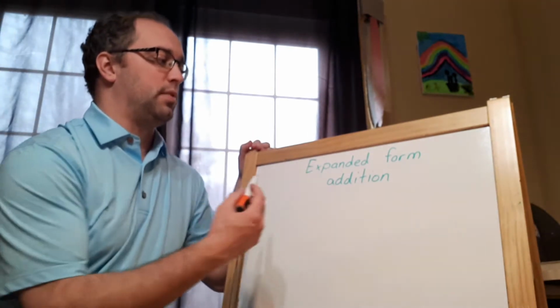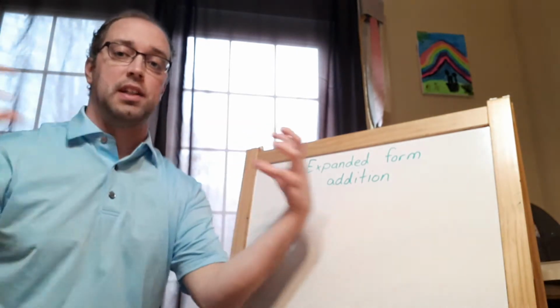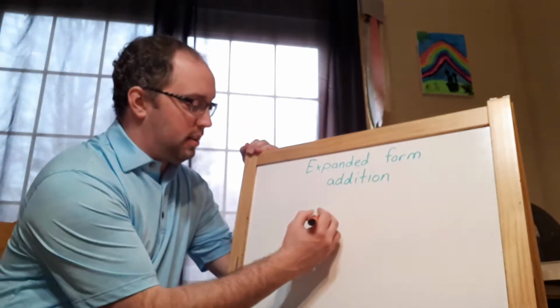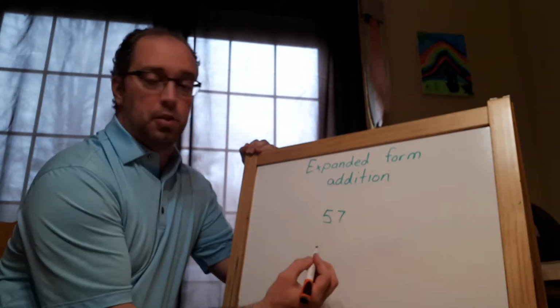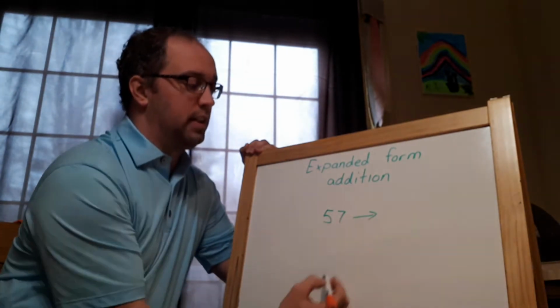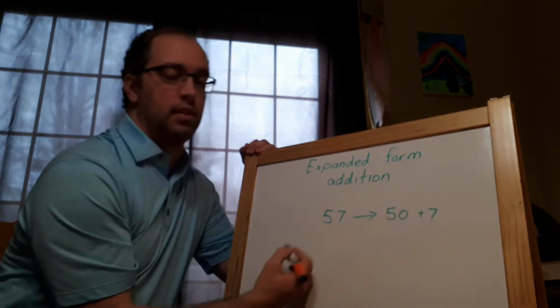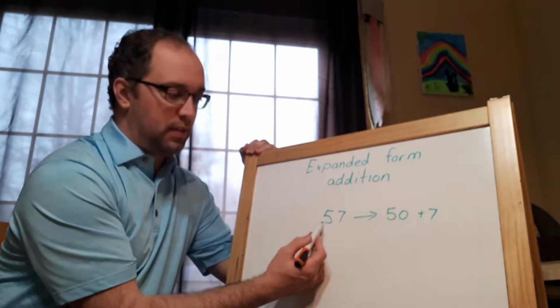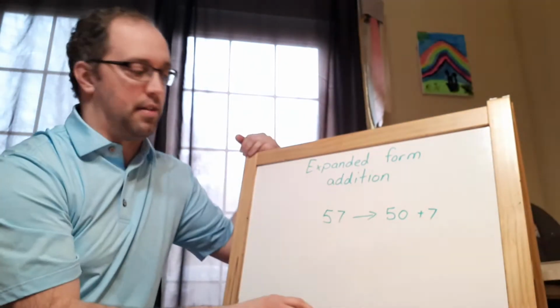So first of all, I'll have to say what expanded form is. It's simply we take our number and we expand it. So if our number we start with, maybe it's 57, I'm going to expand it over here. That's the same as 50 plus 7. This 5 means 50, the 7 means 7. I expand it and it's 50 plus 7.